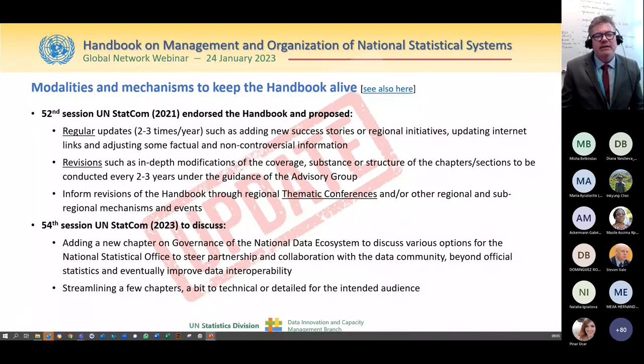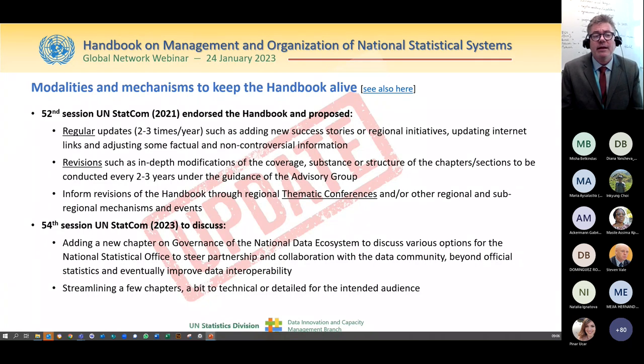So the 52nd session of the UN Statistical Commission endorsed, and this is now about how we are going to keep the handbook alive. How are we going to keep the handbook a relevant document over time? And this is very important. You have seen that on average before, it was 25 years between two versions of the handbook. We don't want that, because in 25 years, it will be too late, right?